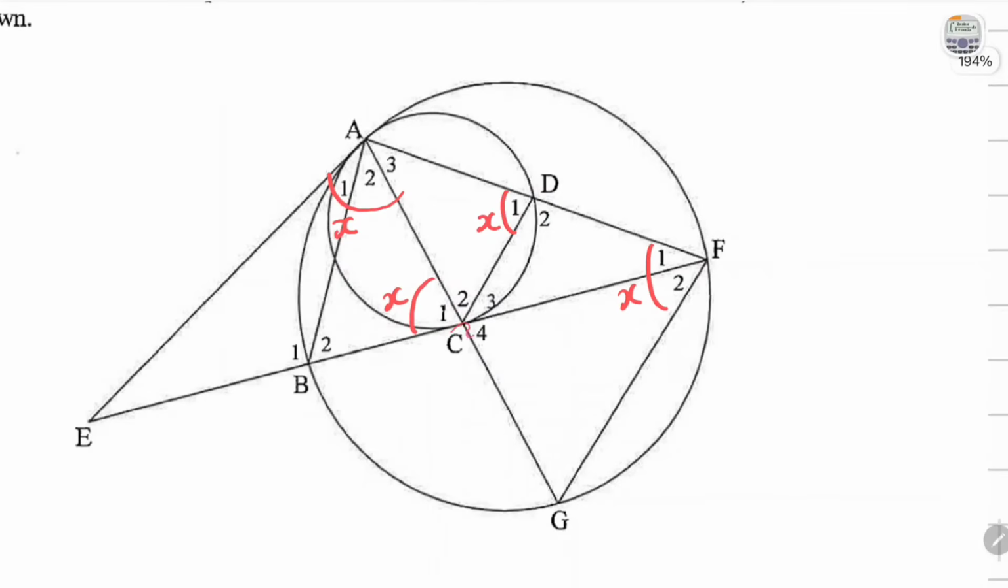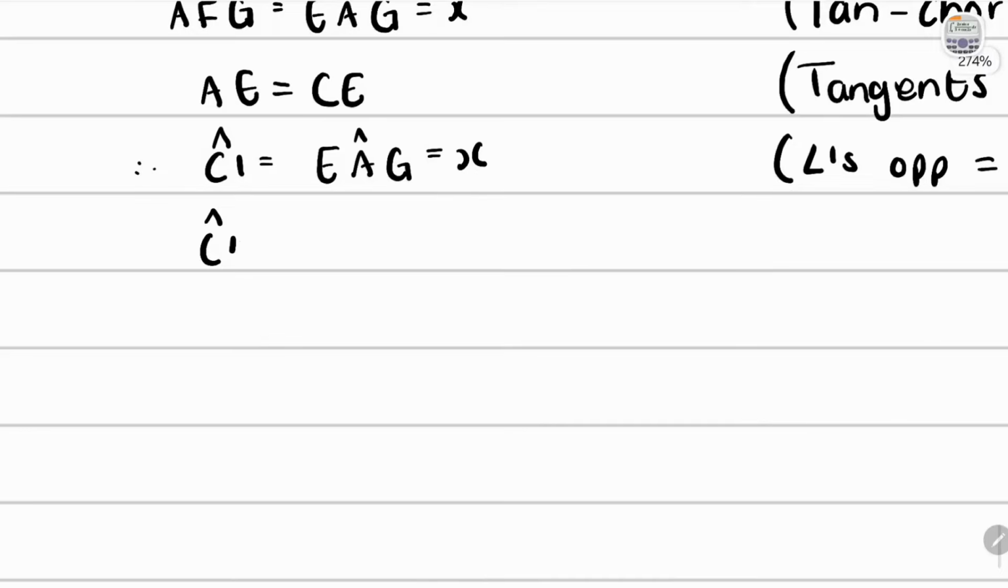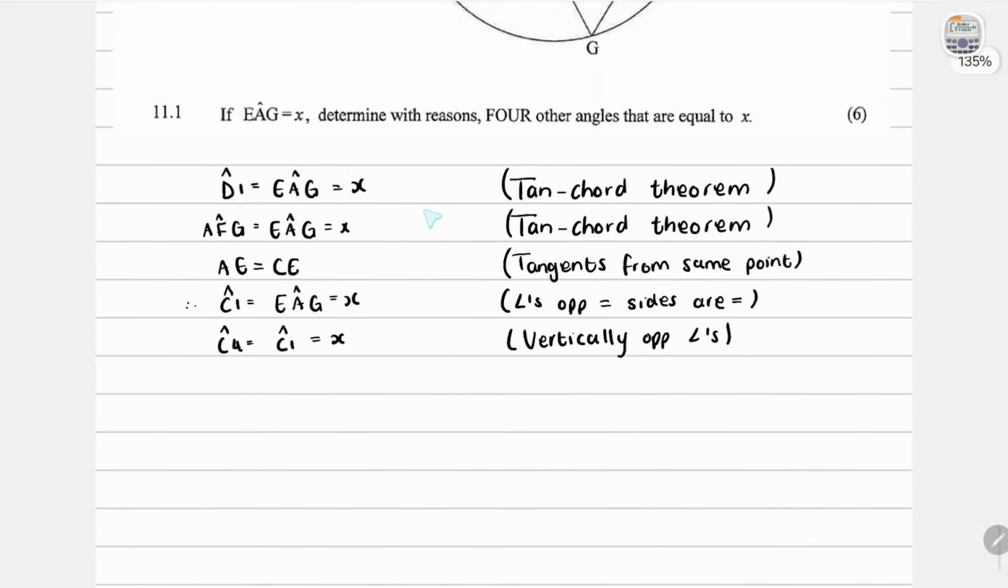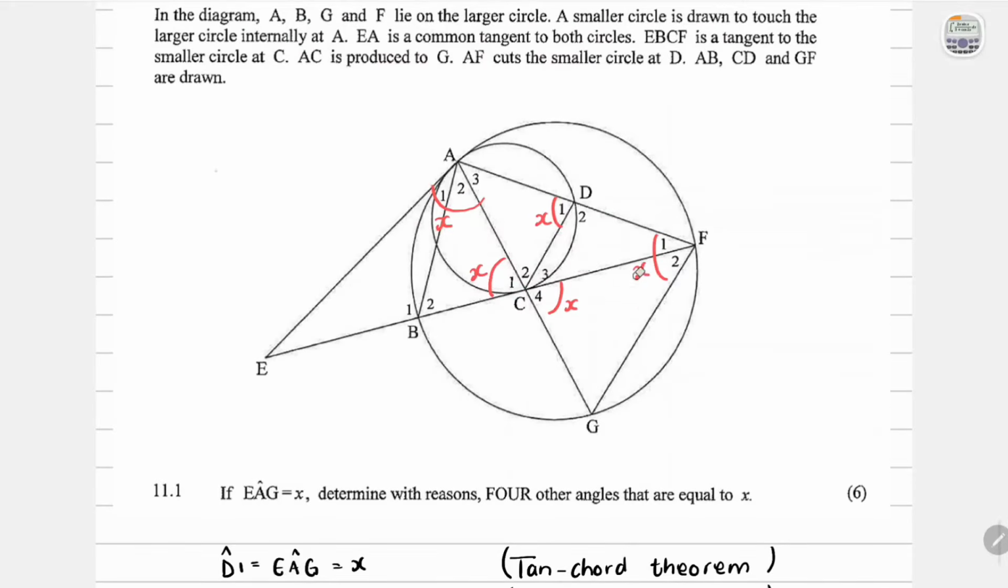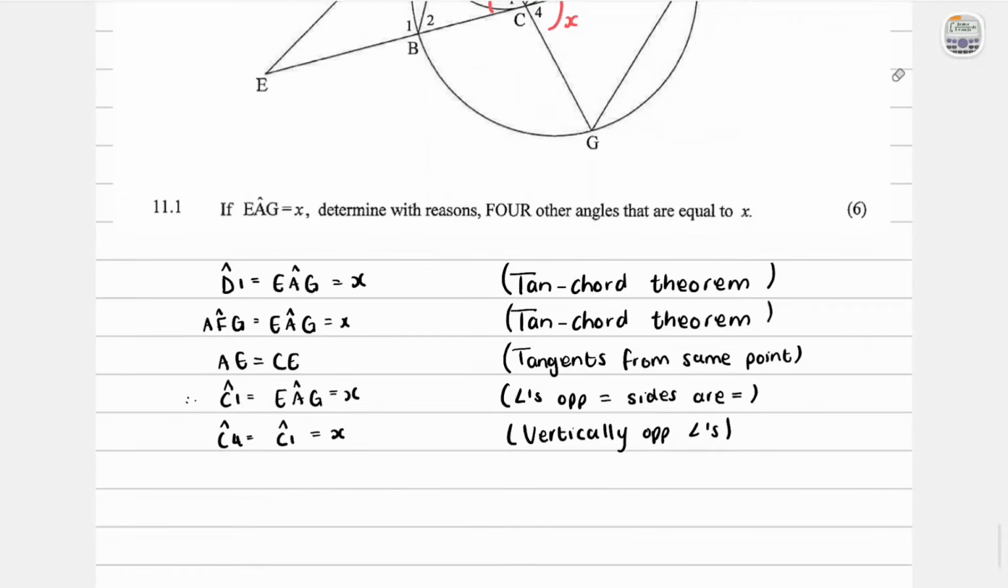Okay, so this one is quite simple. You see how these lines cross, they intersect like that. So we have vertically opposite angles. So angle C4 is also equal to X because it's equal to angle C1. So we can just tell them that angle C4 is equal to angle C1, which is also equal to X. And this is because vertically opposite angles are equal. And there we go. We've got 4 angles that are equal to X. And you just need to make sure that it stays in the diagram because it will help you with the next questions. Okay, and that is it for 11.1.